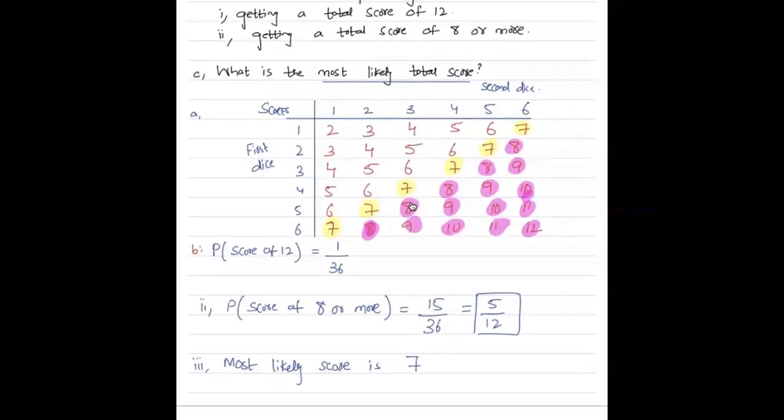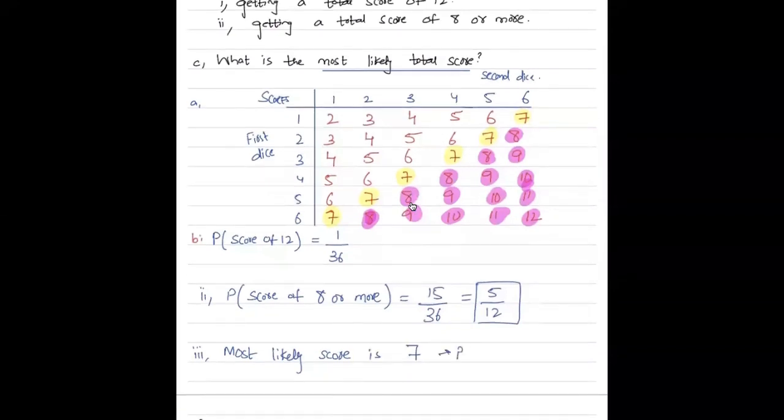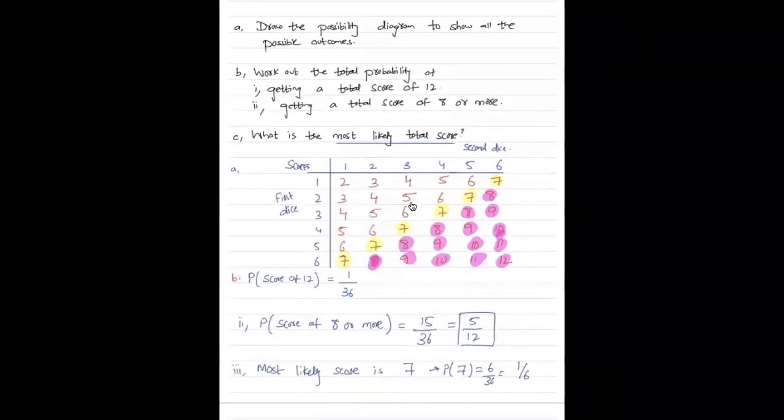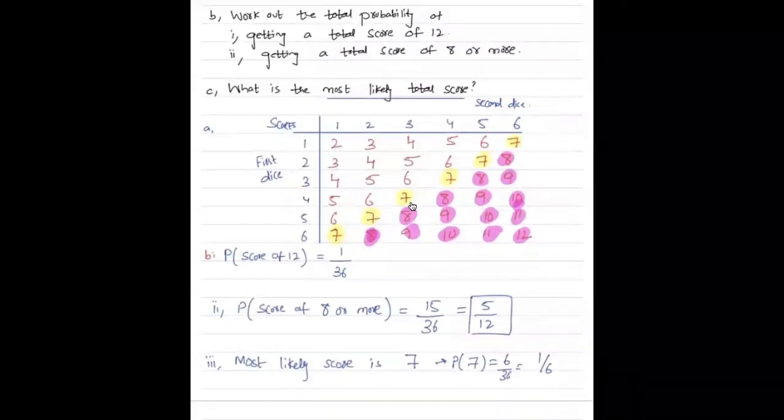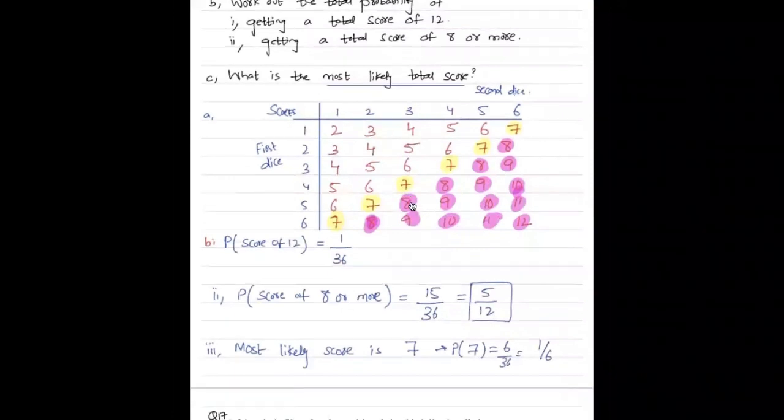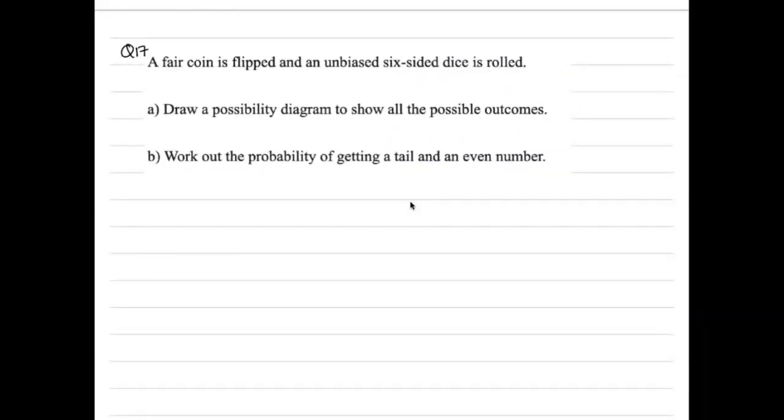Any questions still here? Okay. The probability of 7 is the highest. The probability of 7 is 6 out of 36. That is 1 out of 6. Any query in this question? All clear? Yes. Okay. Now let's try this question.